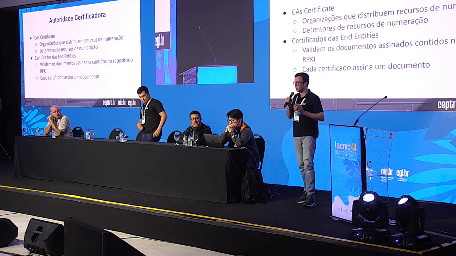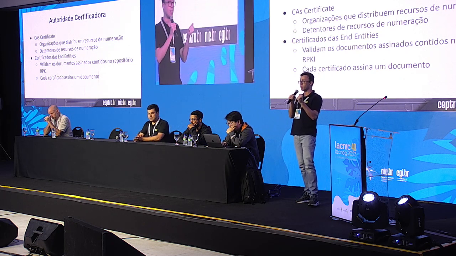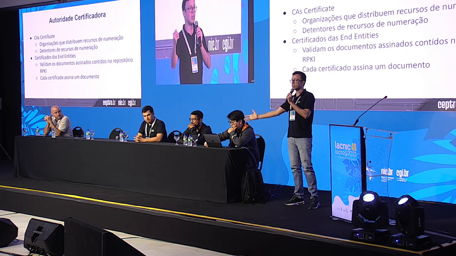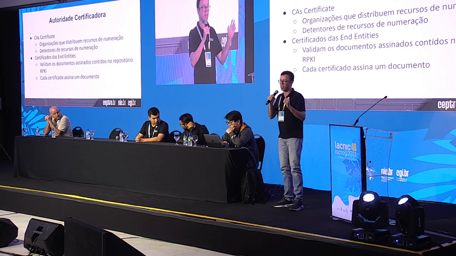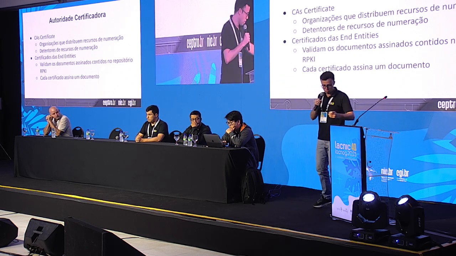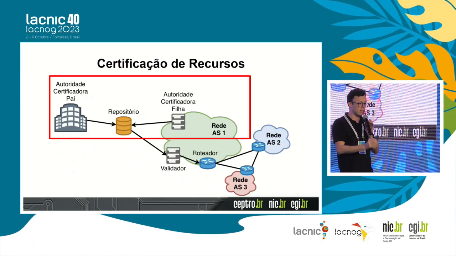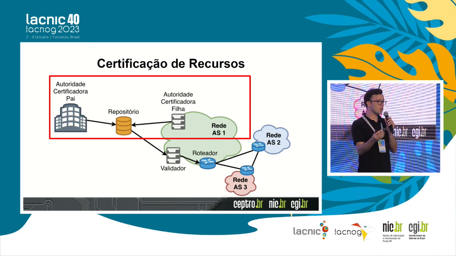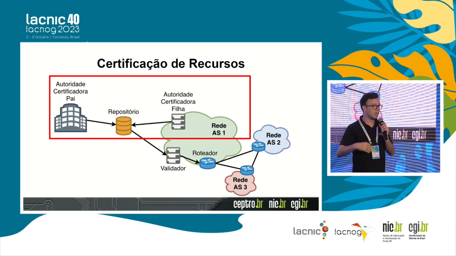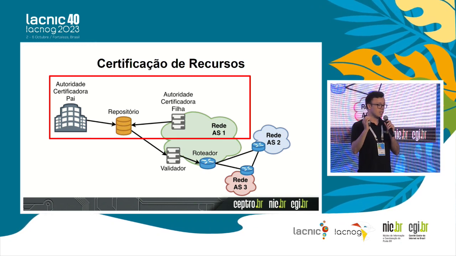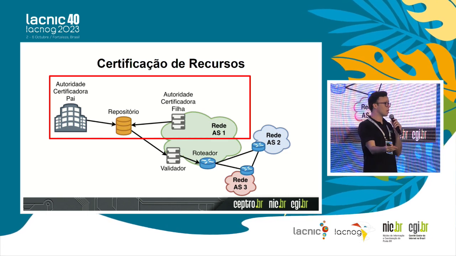So we go back to this part on the certifying authority. Like we said, we need to have an entity which we trust, so that we can really certify whether what we are stating, we are authorized to do so. So let's go back a bit. Here we can see that we have the parent certifying authority. For the RIRs, we have LACNIC, ARIN, AFRINIC, and all the five RIRs that are the parent certifying authorities.